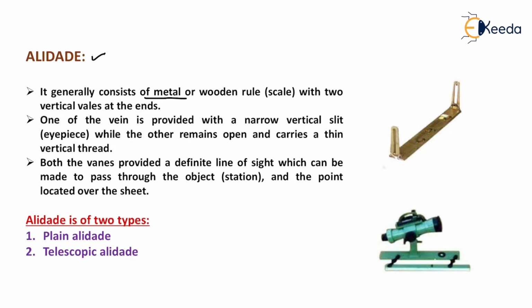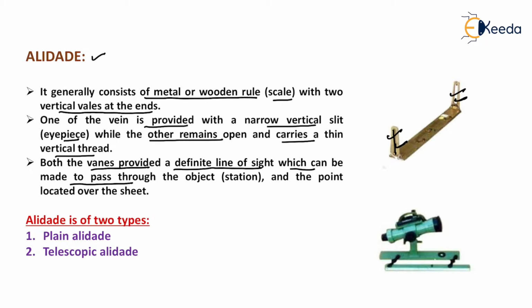It generally consists of a metal or wooden rule, that is a scale, with two vertical vanes at the end, which is shown here. One of the vanes is provided with a narrow vertical slit called the eyepiece, while the other remains open and carries a thin vertical thread. Now here a thread is fixed and here the vertical vane is open, that is the eyepiece, and that is the objective. Both the vanes provide a definite line of sight which can be made to pass through the object, that is the station, and the point located over the sheet.